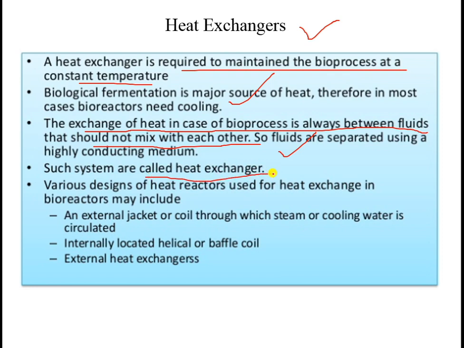Whenever the exchange of heat energy takes place from one fluid to another, that may be gas and liquid, liquid and liquid, or any kind of medium to another kind of medium. Various designs of heat exchangers used in bioreactors may include, and this is just one example here: an external jacket or coil through which steam or cooling water is circulated, internally located helical or baffle coils, or external heat exchangers.